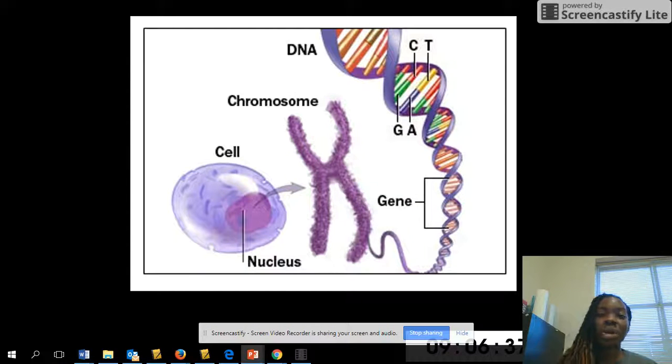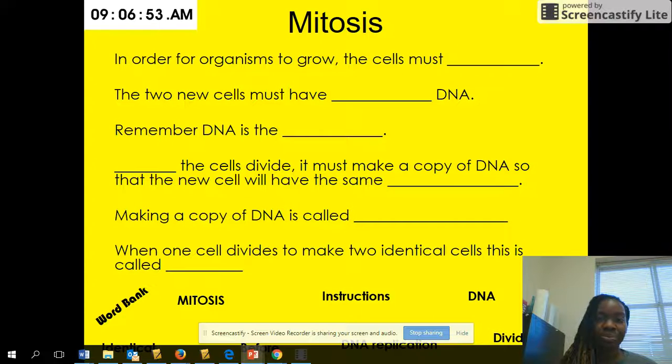You'll hear me talk about DNA and chromosomes, and I may use those words interchangeably because DNA is a part of the chromosome, or chromosomes are made up of DNA. In fact, DNA is actually packed really, really tight on chromosomes, so I'll use both of those words. Well, we're talking about mitosis here.